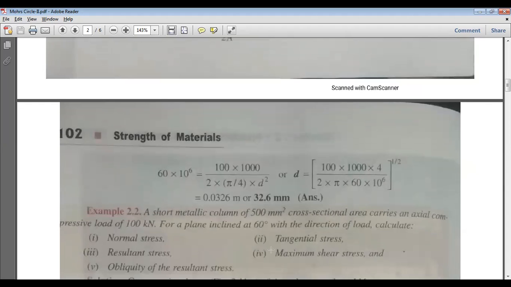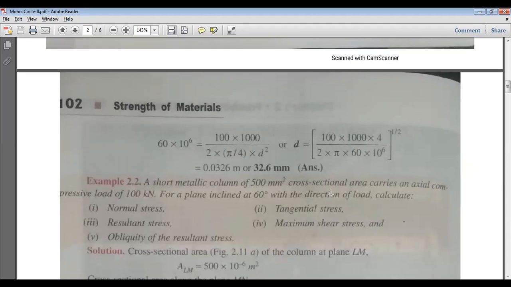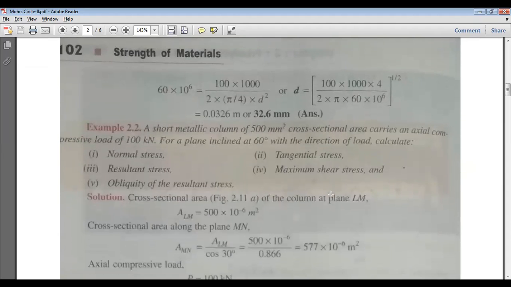So D is coming 0.0326. Substituting the values, we'll be finding D. So simple. So D will be 32.6 millimeter. Answer. So this was a very simple problem, just substituting the values. Now we'll be taking another problem that is more complicated, slightly more complicated than this problem.